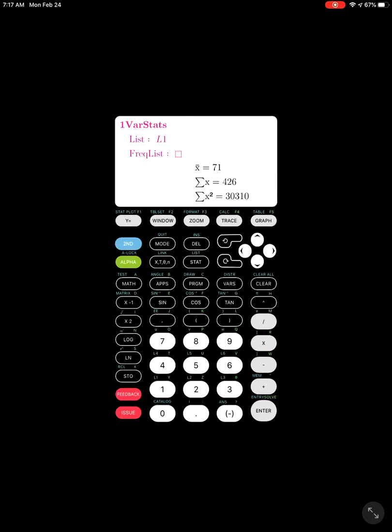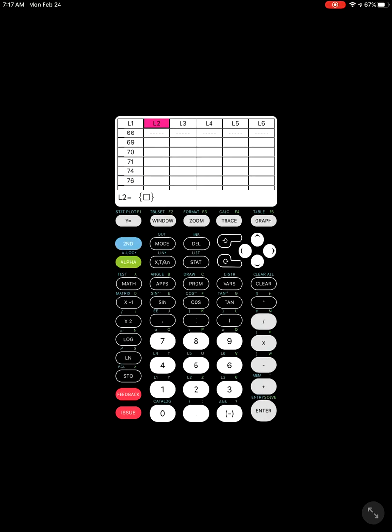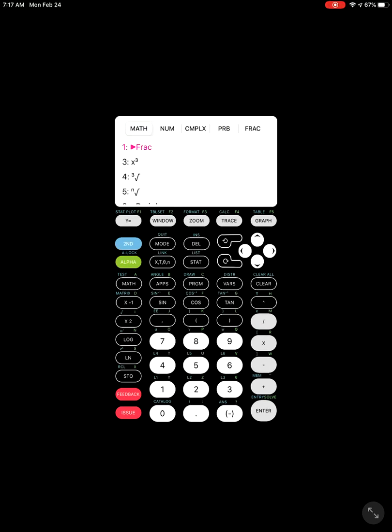So in order to do that, we're going to press stat. Then I'm going to hit enter. Okay. Then I'm going to highlight list 2. So that's how you highlight it. You just scroll up to the top of it. Then I'm going to press math. I'm going to go over to NUM for number. And then I'm going to choose option 1, which says ABS, standing for absolute value.